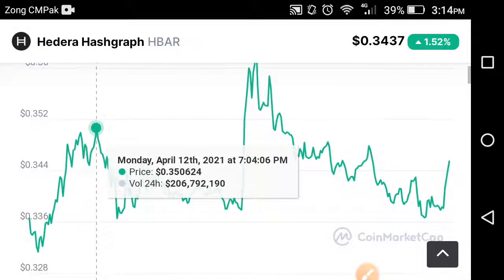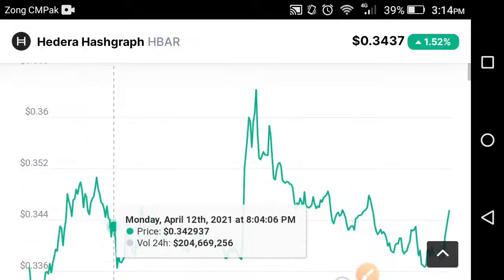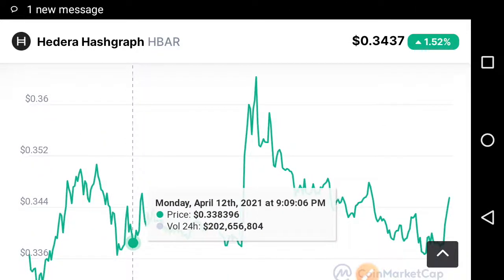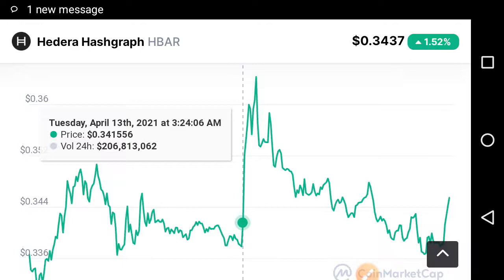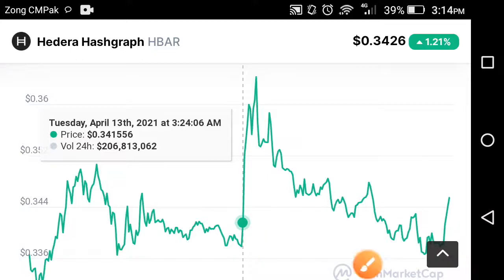So friends, the last one day price, as you can see now on the screen, a very high jump occurs in the Hedera hashgraph coin. As you can see here, at this period especially, a very high jump goes like a rocket, a straight jump occurs in the Hedera coin, and now they are in the jumping mode.